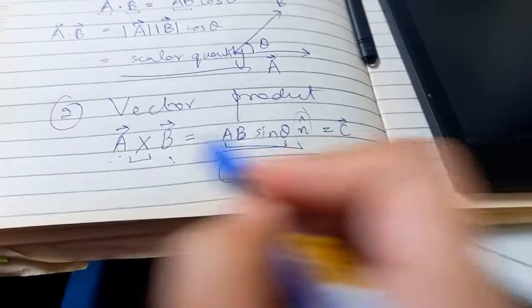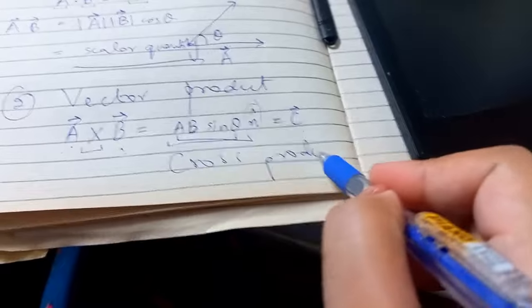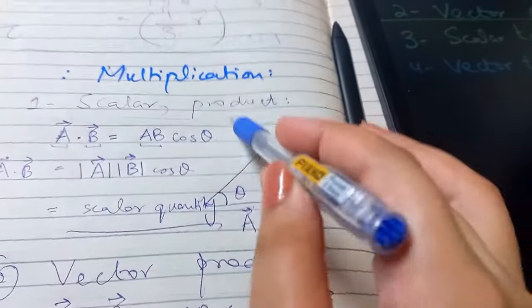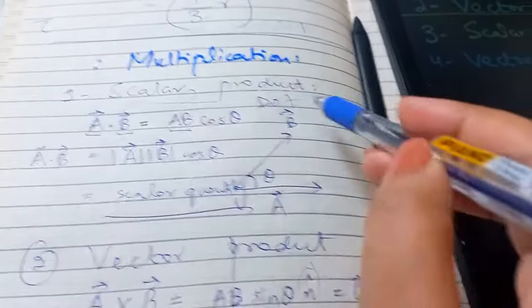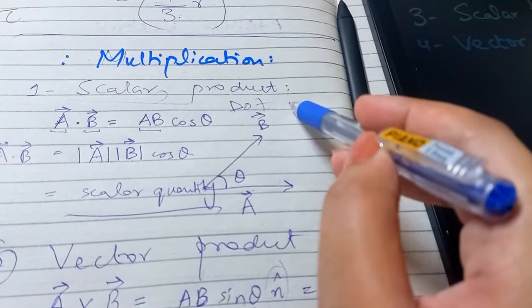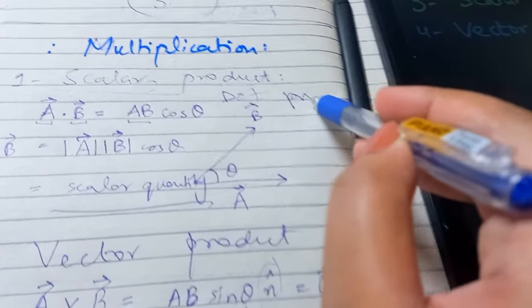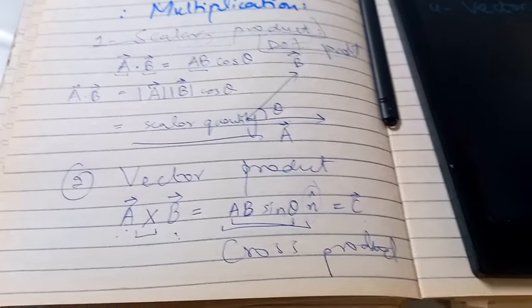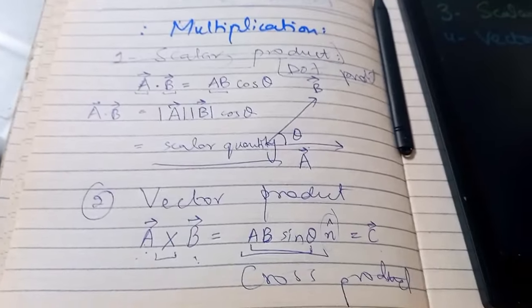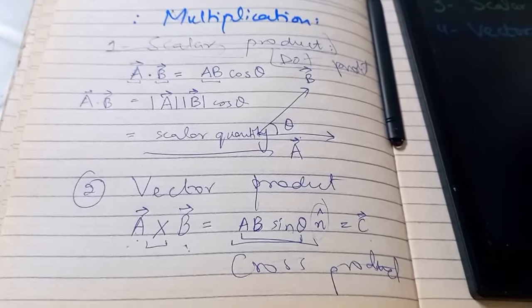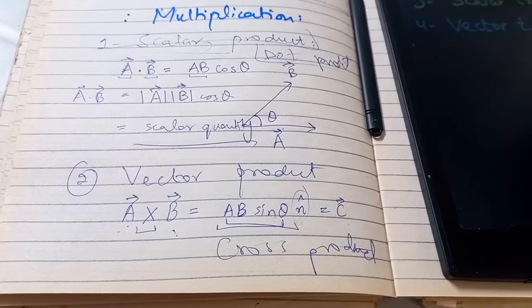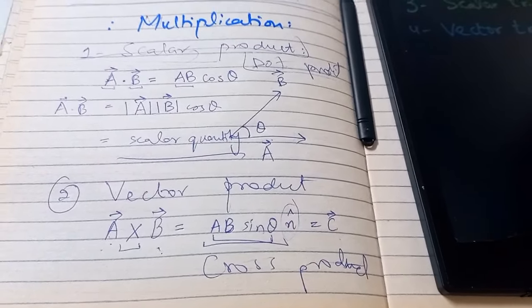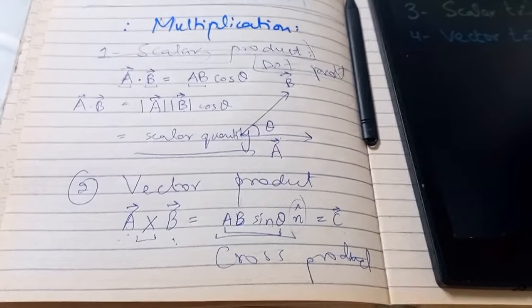We normally call the vector product the cross product because of the symbol that is used to represent it, and we call the scalar product the dot product because of the dot symbol that is used to represent it. So there are two names given to them: scalar product or dot product, vector product or cross product. These are the most frequent vector multiplications found in physics and mathematics.